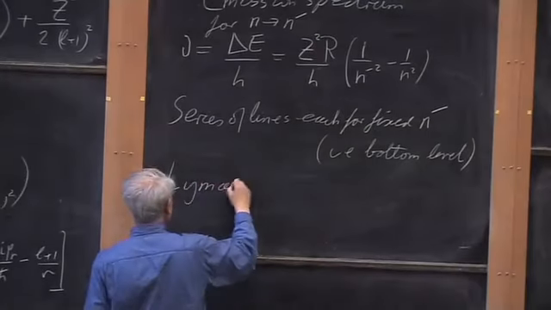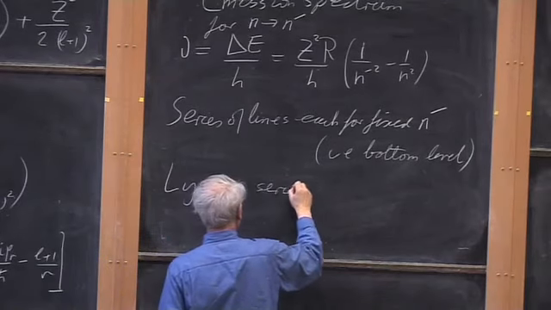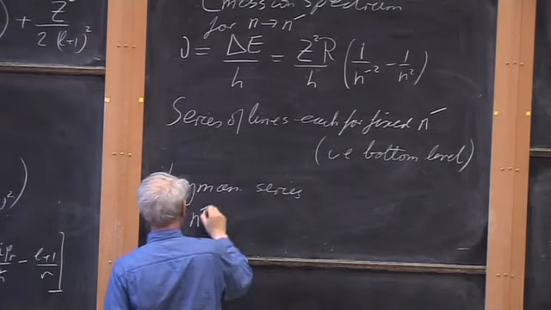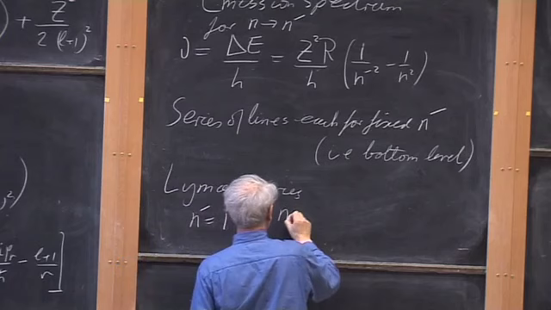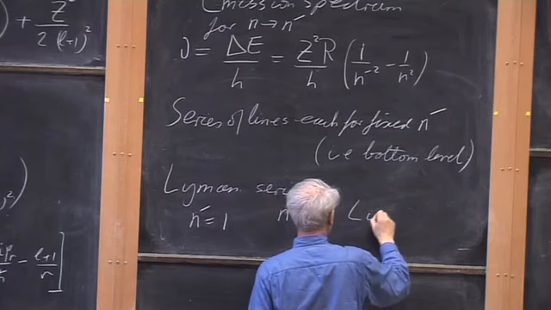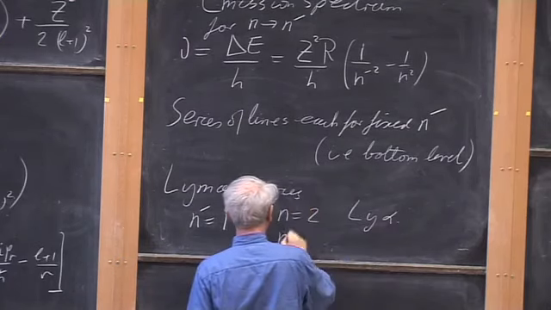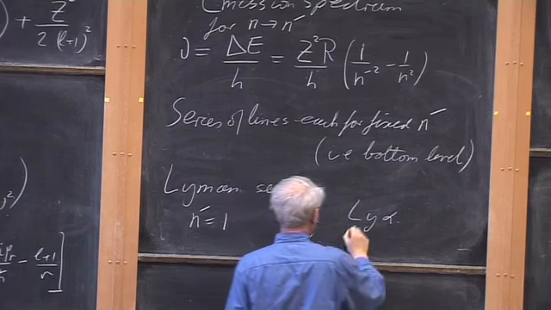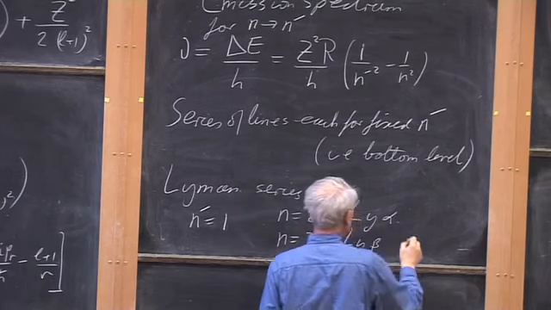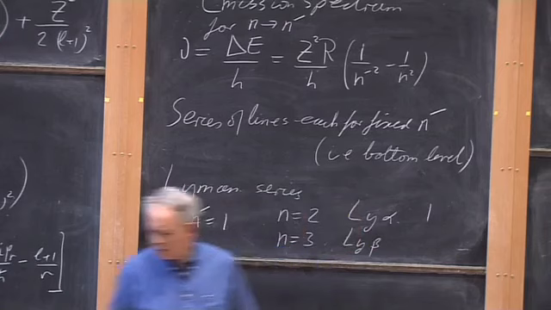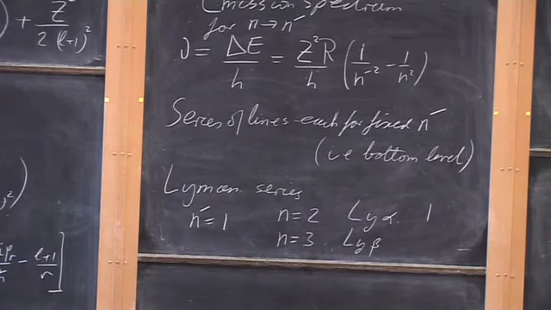So the Lyman series is for n primed equals 1. If n equals 2, we're looking at Lyman alpha. That's what it's conventionally called. If n equals 3, it's Lyman beta. And this has, I think it's 112 nanometers. Is that right? 121, sorry.